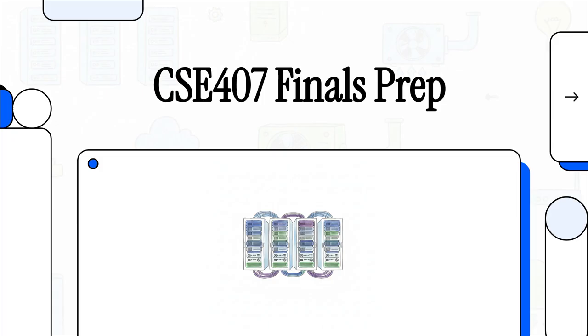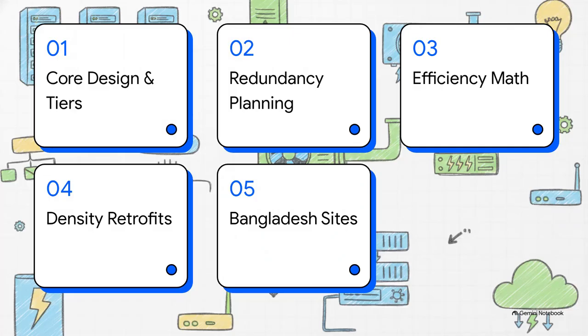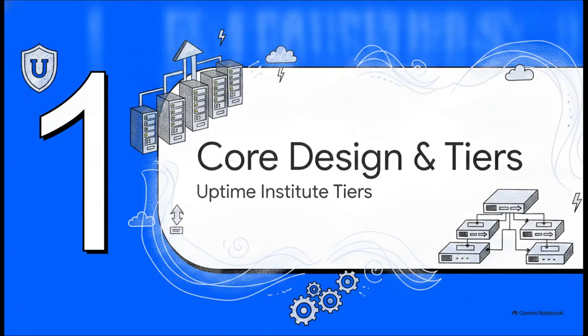We're going to break down complex questions and walk through the solutions step by step, so you walk into that final exam completely prepared. We've got 5 targeted blocks today to get you ready. Core design and tiers, redundancy capacity planning, efficiency math, density retrofits, and finally, Bangladesh site constraints. Let's get to it. All right, Section 1, Core Design and Tiers.